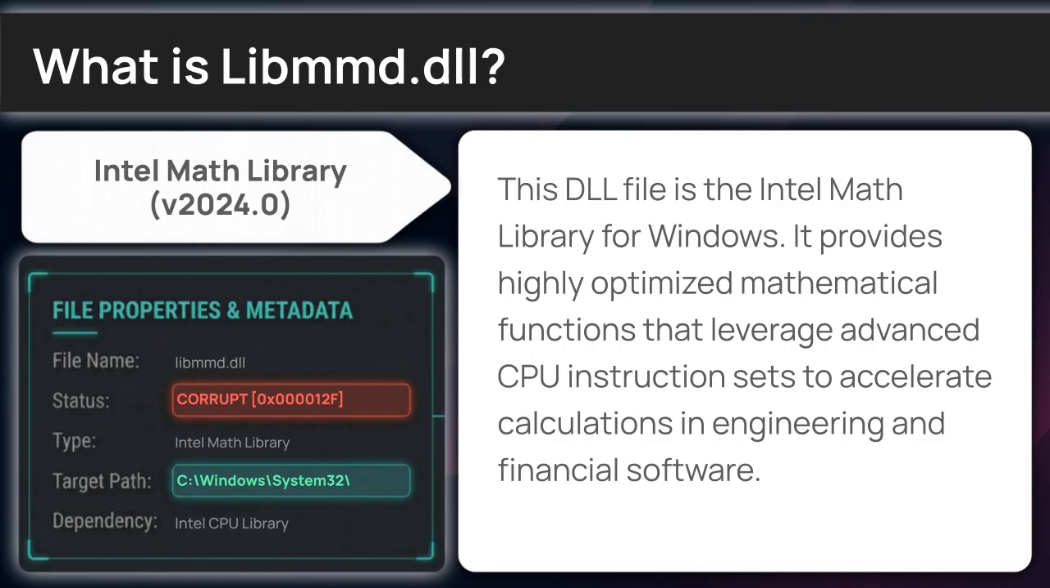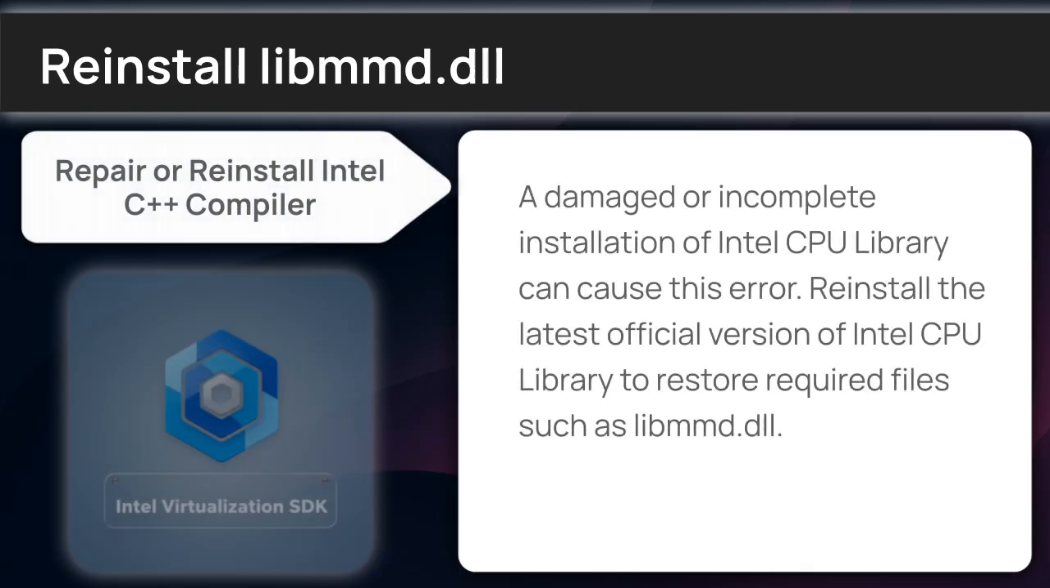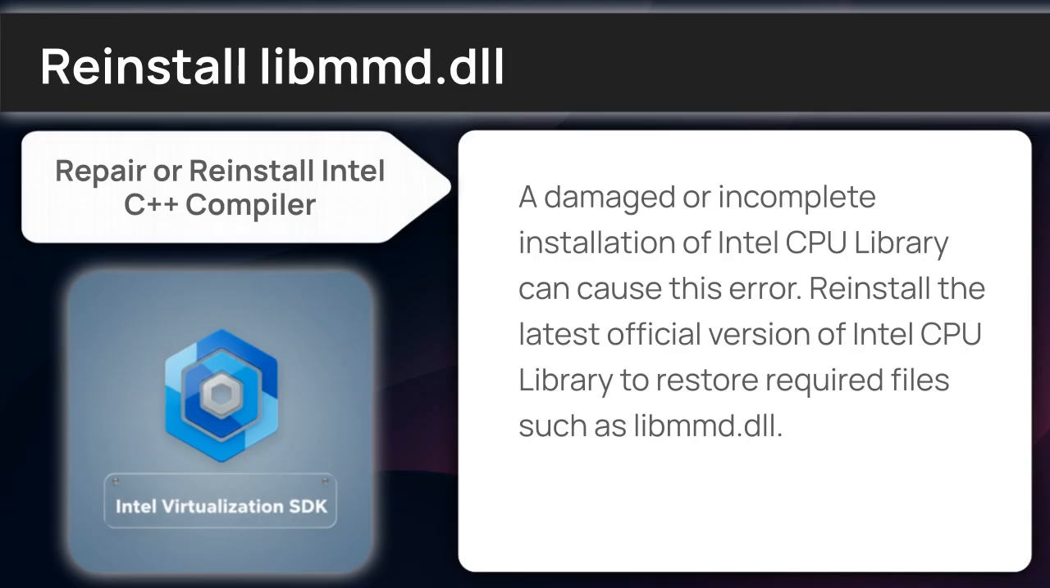Let's transition to the solution, starting with the official Microsoft redistributable. The Libmmd.dll is a third-party application file associated with Intel CPU library. Performing a clean reinstall of the latest version of Intel CPU library will restore the correct version of this file.